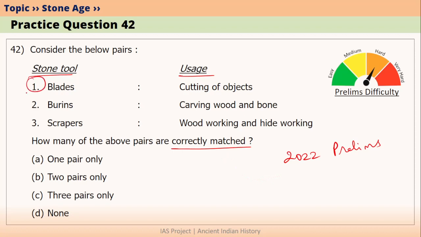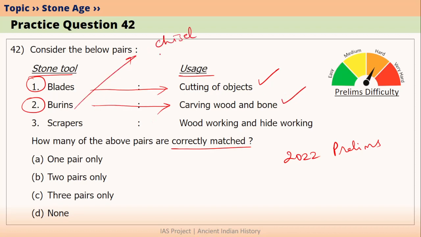Let's look at the first set. Blades are used for cutting of objects. Yes, this is correct. That was the main purpose of a stone blade. The second statement is, burins were used for carving of wood and bones. This is also correct because burin is basically a chisel type of tool and chisels were mainly used for carving.